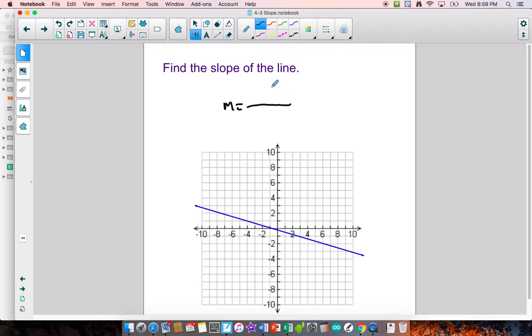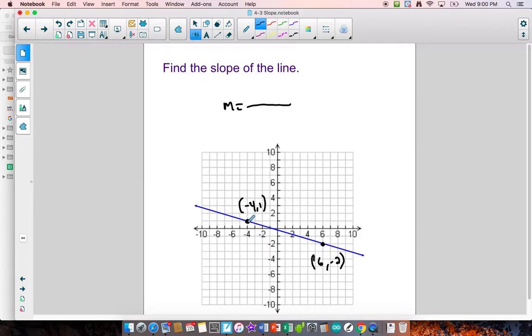I would just pick 2 points that I know it goes through. It looks like this line goes through, so you can put this on an example, negative 4 comma 1, and it looks like it also goes through this point right here. So it looks like it goes through this point, which is negative 4 comma 1, and it looks like it goes through this point over here, which is 6, negative 2. So let's count the rise and the run.